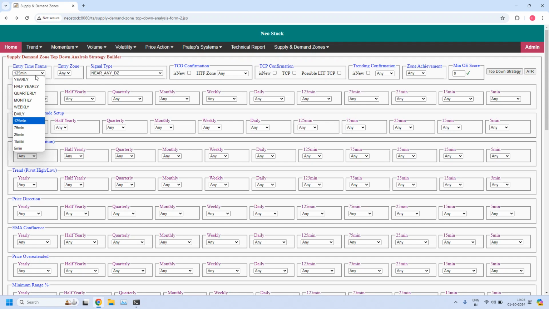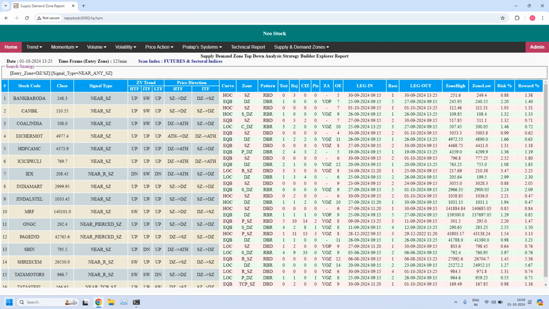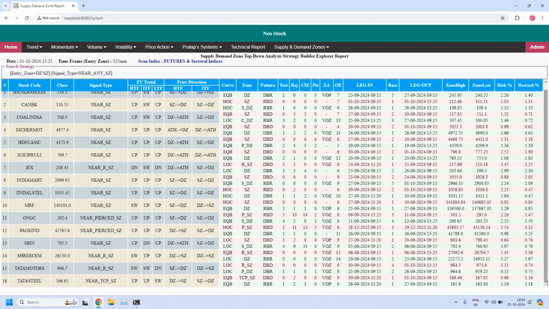Next, for the 125 minutes time frame, let us find the stocks near the 125 minutes supply zone. 16 stocks are filtered. I have to scroll the list down. I am scrolling the list. Okay, now 16. All these 16 stocks are near the 125 minute supply zone.